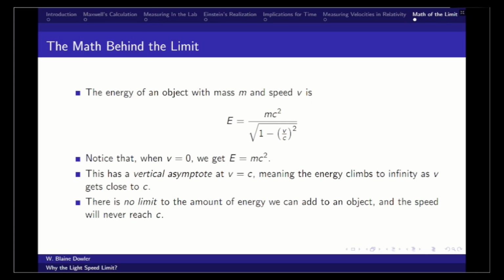That's where the speed limit comes in. Energy goes to infinity as v approaches c. So no finite amount of energy will get your speed up to the speed of light.